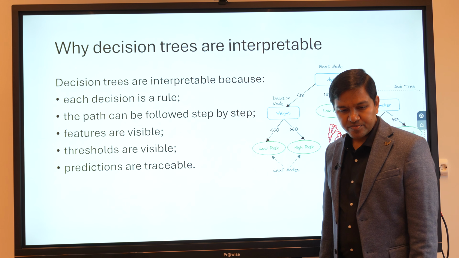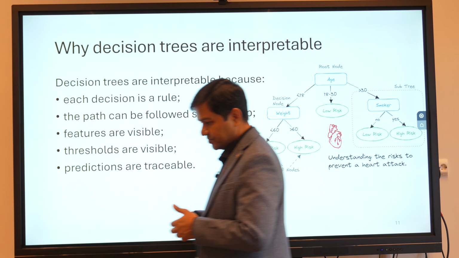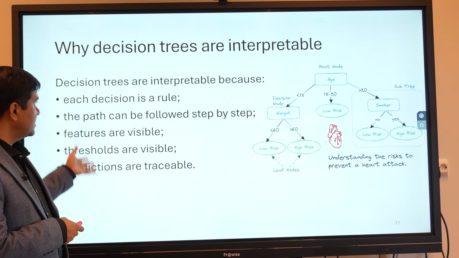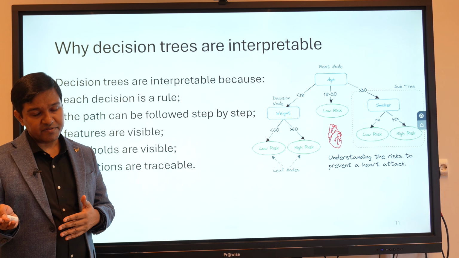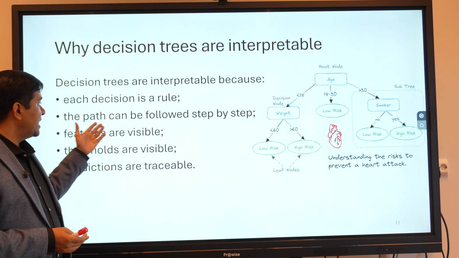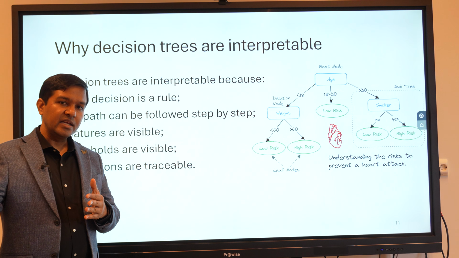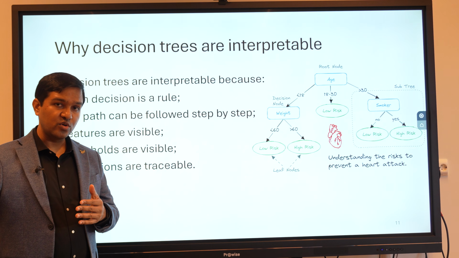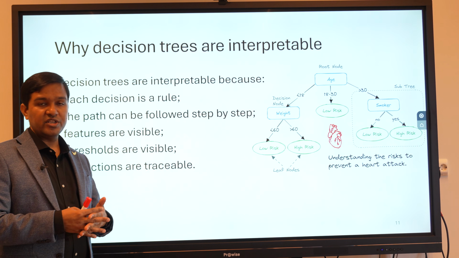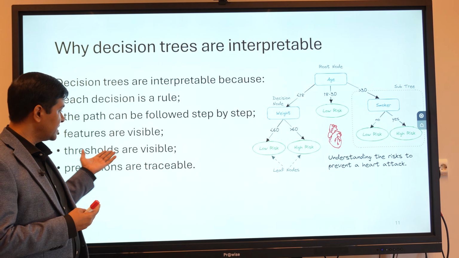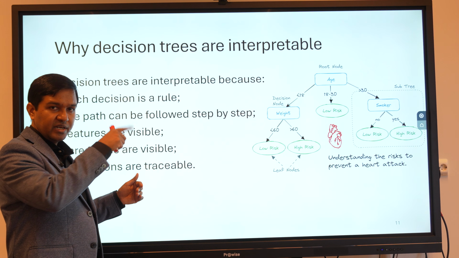Now the question comes: why are decision trees interpretable? Decision trees are interpretable because each decision is a rule. If age is more than 50, yes or no, we can follow the path step by step, like if more than 50 age, then does the person have high cholesterol, yes or no. Then features are visible, we know that cholesterol, age, and blood pressure are the features, and we can trace the prediction, that is, what pathway led to the prediction.